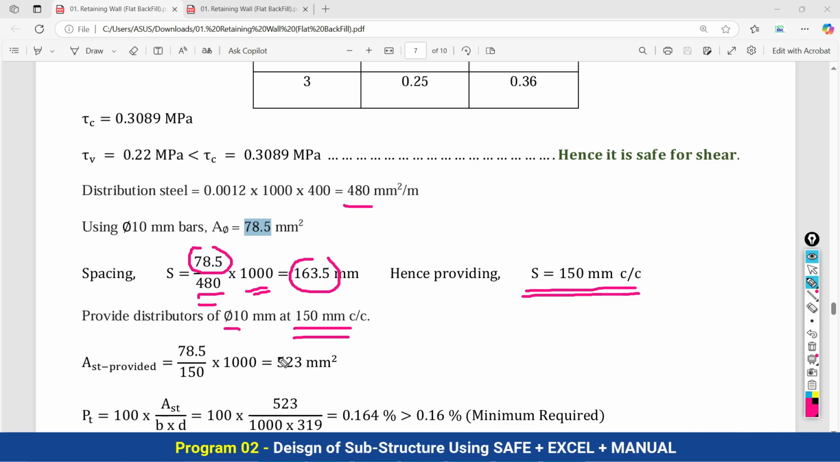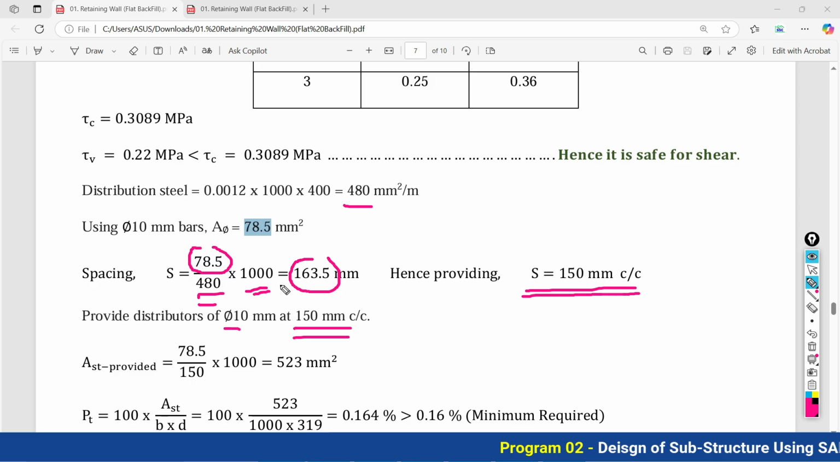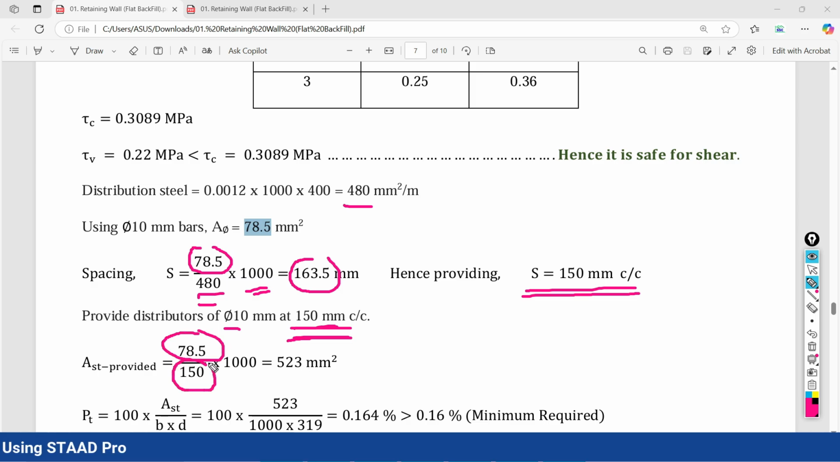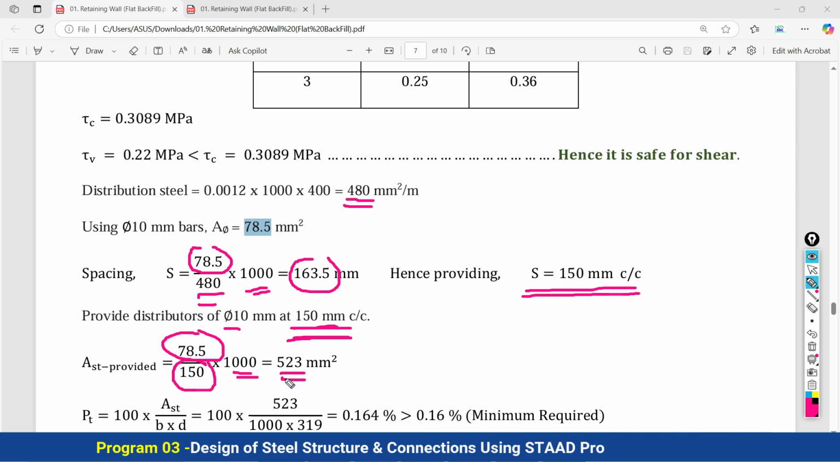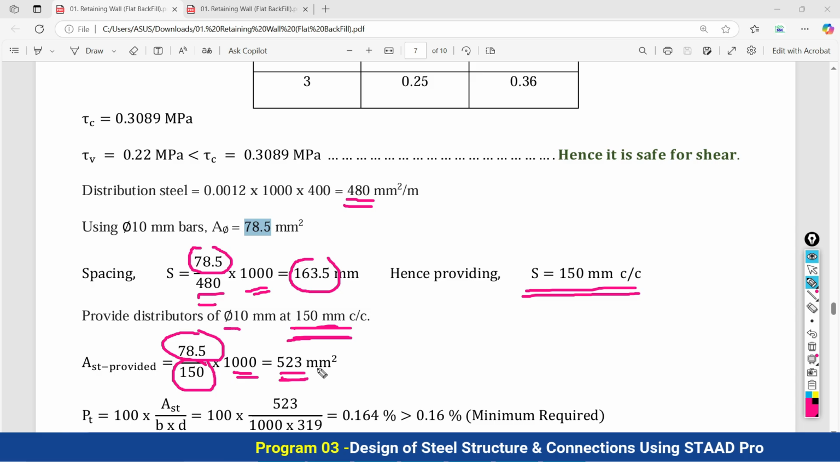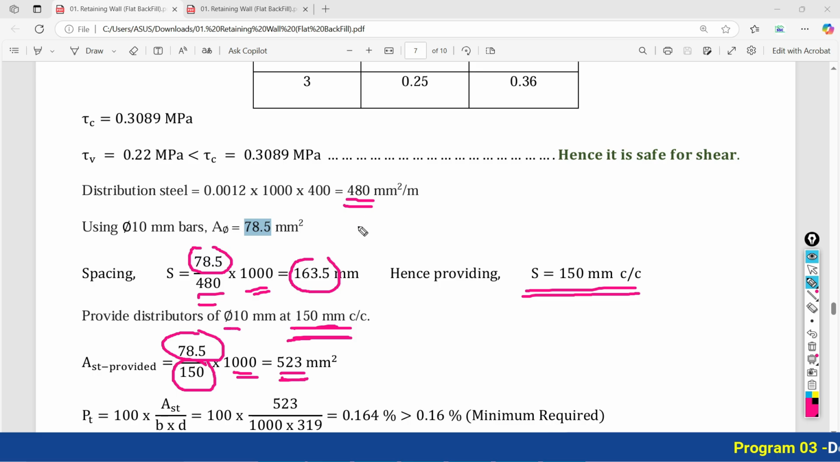So finally provided area of the reinforcement will be what? As that of your main reinforcement. What we did after finalizing the spacing, again we are calculating finally provided area of the reinforcement. So unit area divided by finally provided spacing over a 1 meter span. Now 523, demand was 480, we are going to provide 523. So it is again safe, provided reinforcement is a little bit more than the minimum demand of the reinforcement.